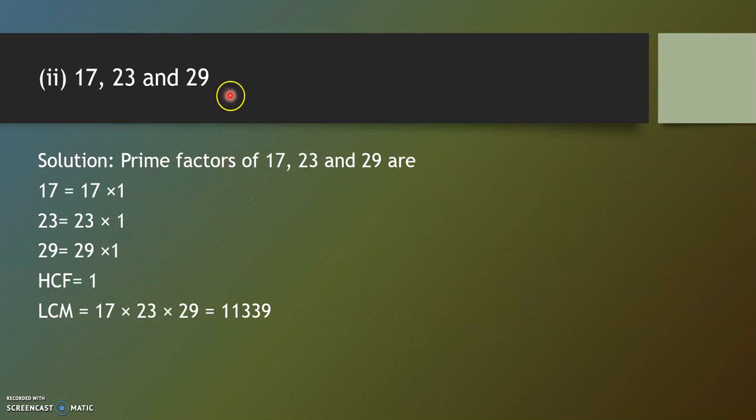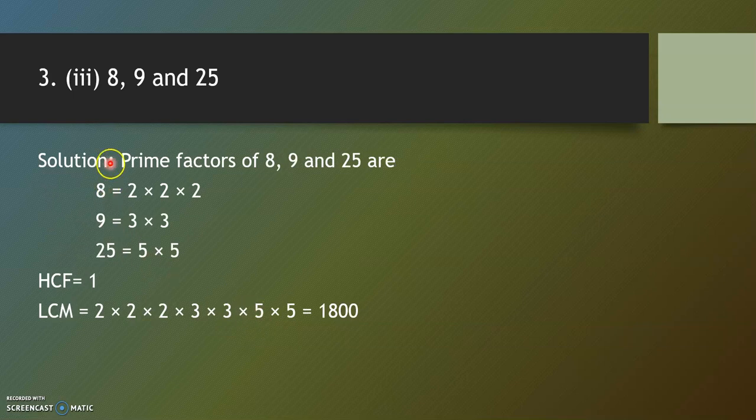17, 23 and 29. Now you can see that all of these numbers are prime numbers. Okay, so the prime factorization will be just 17 multiplied by 1, 23 multiplied by 1 and 29 multiplied by 1. So the common factor is just 1 and LCM will be the product of all the three numbers, 17 into 23 into 29, and it is 11,339. Now come to the next question.